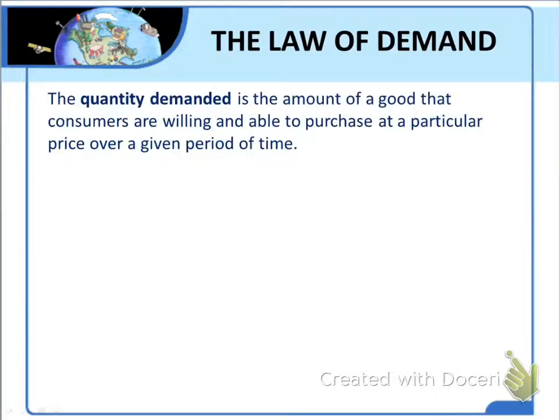In economics, the term quantity demanded has a special meaning. It is the amount of a good that consumers are willing and able to purchase at a particular price over a given period of time. Now, there are two components to this particular question. Notice that the quantity demanded is not just how much of the good you want. You have to be both willing and able to buy that quantity.